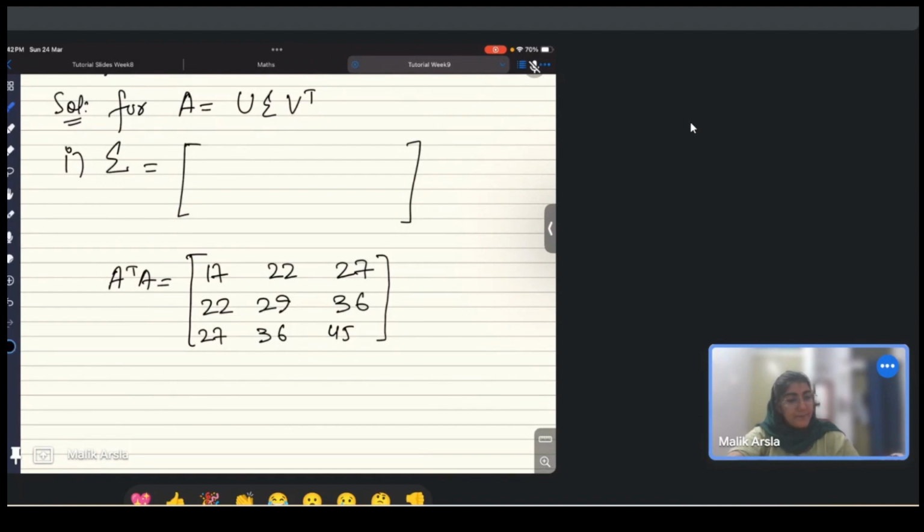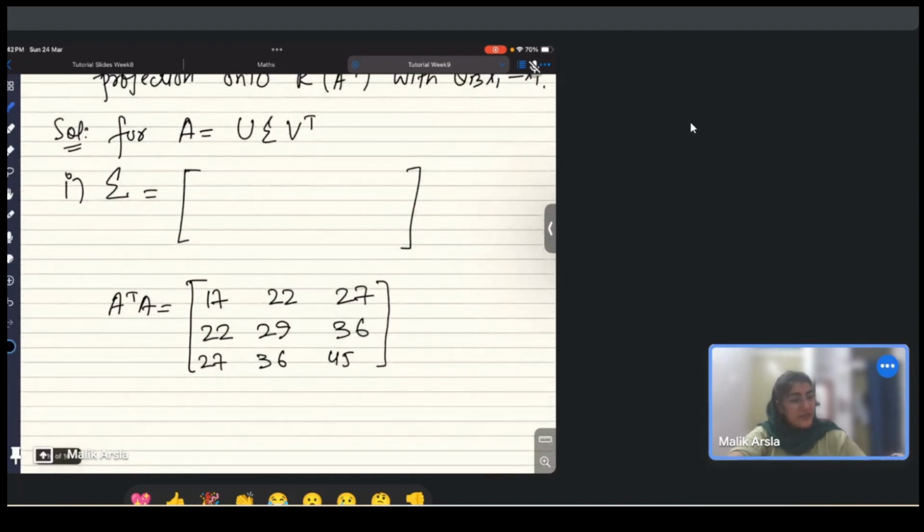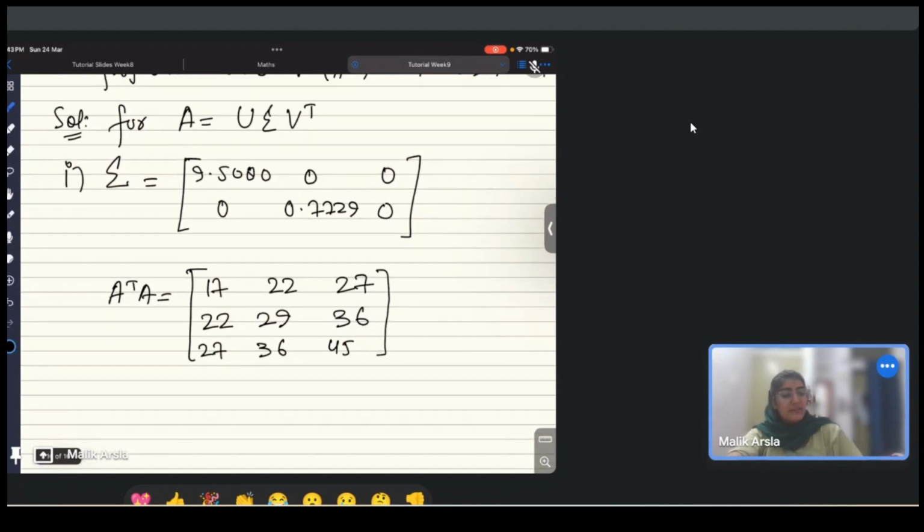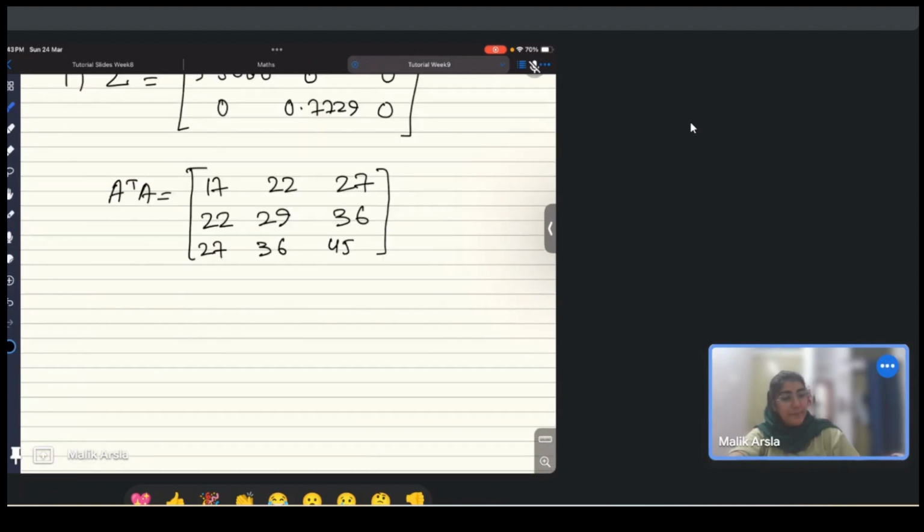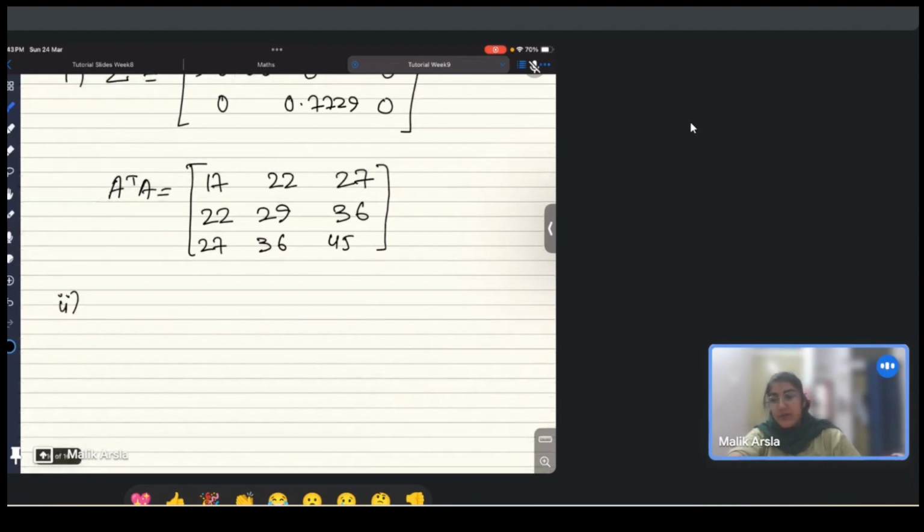Okay, see, I have calculated it here. So it is coming out to be 9.5080, then 0, and 0.7729 and 0. Okay, this is the value for sigma. Now second we will calculate U. Nothing new you have to do, as you calculated in the previous questions. Here also we calculate U in the same way.